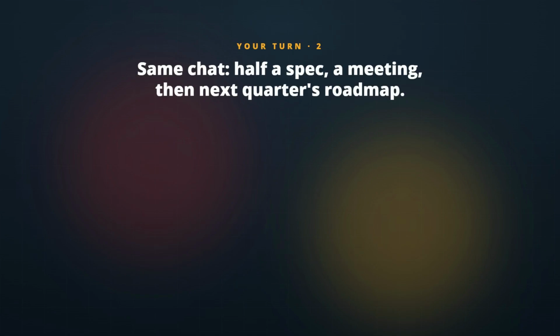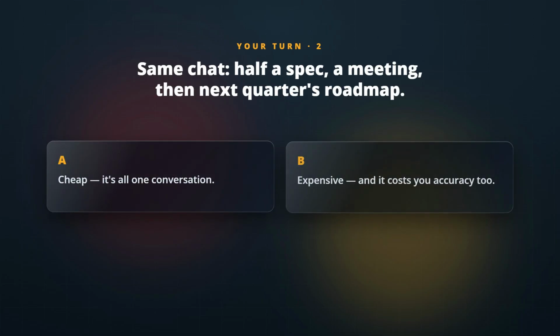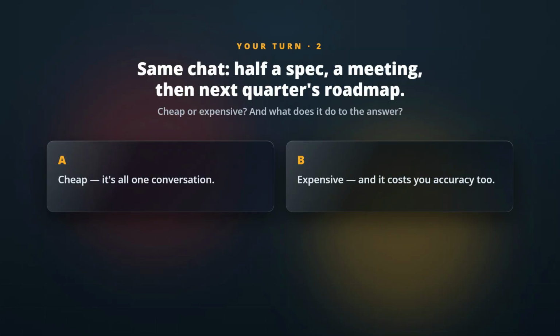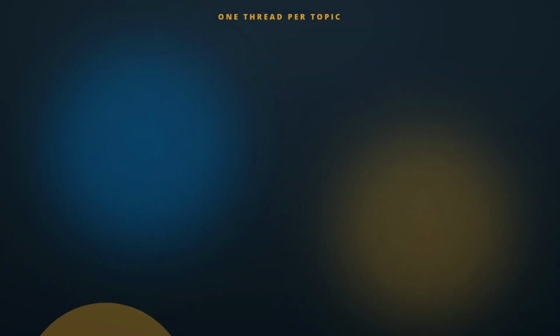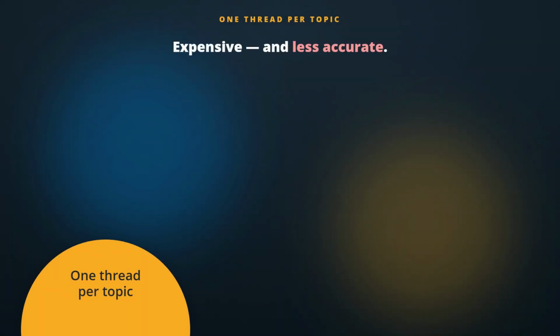Last one, and this one's about the bill. You're drafting a spec. Halfway through, you go to a meeting, come back an hour later, and start asking the same chat about something completely different, next quarter's roadmap. Is that cheap or expensive? And there's a second half to the question. What does it do to the quality of the answer? Expensive, and worse than expensive, less accurate.